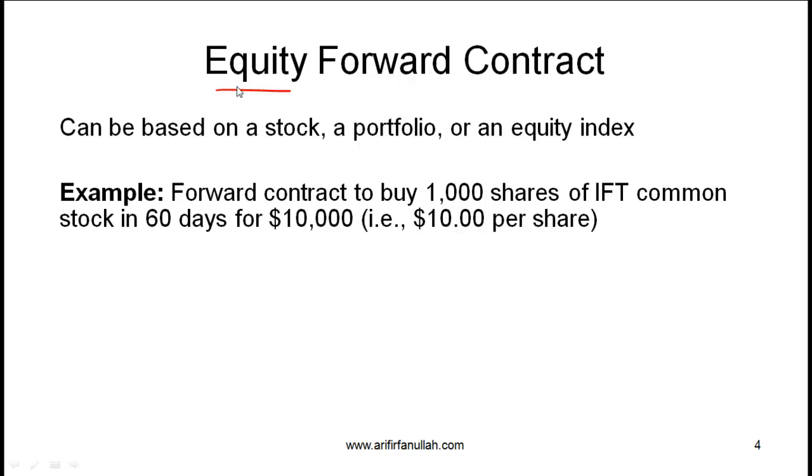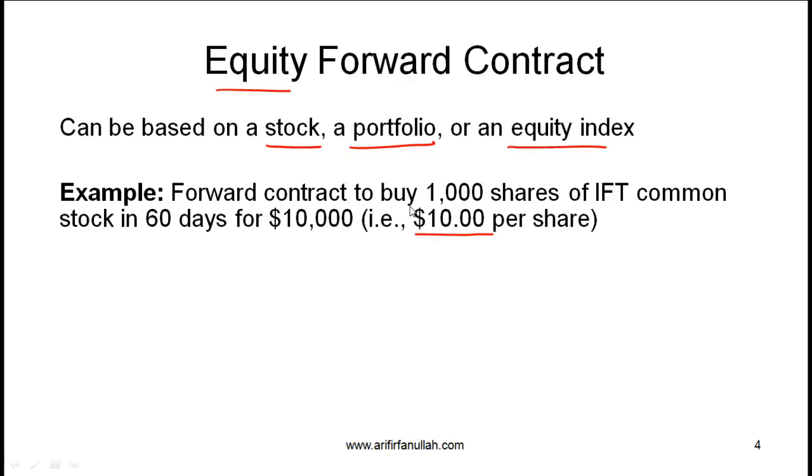When we talk about an equity forward contract, the underlying asset, or simply the underlying, could be a stock, a portfolio of stocks, or even an equity index. Let's see how this works. Building on the example I've already given, let's say that you get into a forward contract to buy 1,000 shares of IFT common stock in 60 days for $10,000. That means effectively in your contract you are agreeing on a contract price of $10 per share.